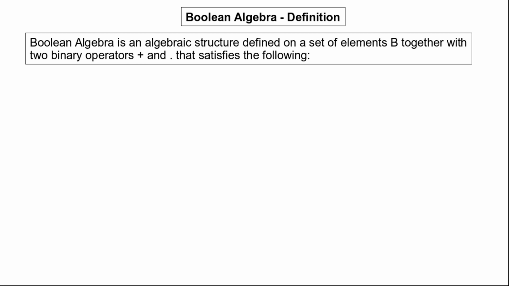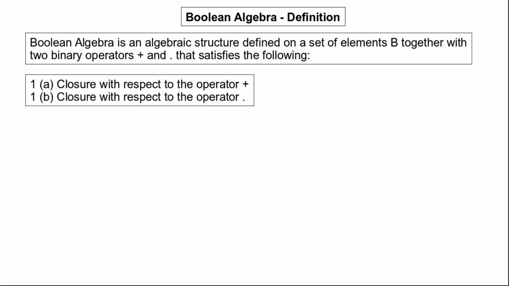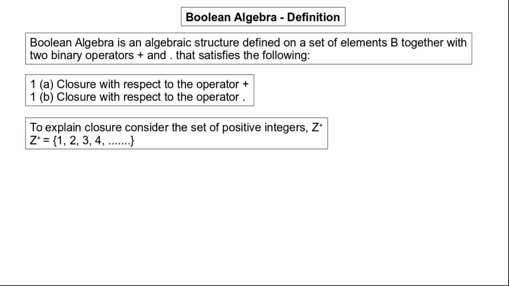The first condition that needs to be satisfied is that the set B has to be closed with respect to the operator plus, and the set B has to be closed with respect to the operator dot also. Now what we mean by closed, let us understand using this example. Let us consider the set of positive integers Z plus. Z plus is the set of positive integers like 1, 2, 3, 4 and so on.